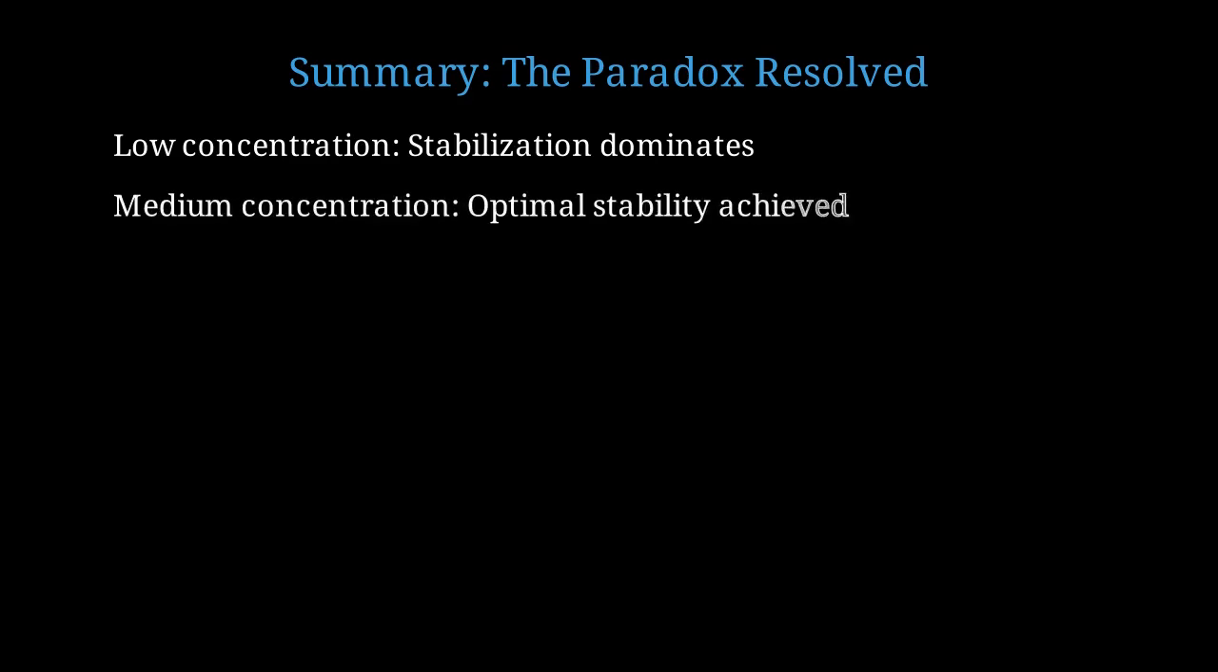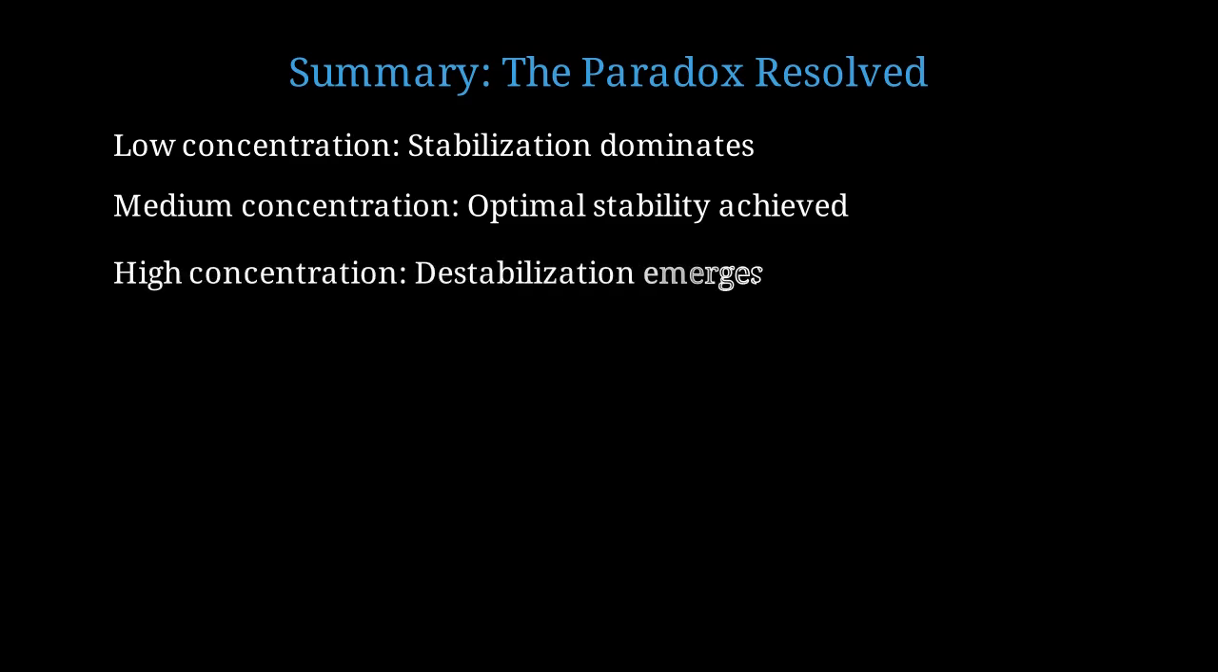Now we can fully understand and resolve the surfactant paradox. At low concentration, below the CMC, stabilization mechanisms dominate through reduced surface tension and electrostatic repulsion. At medium concentration, near the CMC, we achieve optimal stability with complete surface coverage but minimal bulk micelles. At high concentration, above the CMC, destabilization mechanisms emerge through osmotic pressure, solubilization, and micelle competition. The key is finding that sweet spot at medium concentration where stability is maximized. Too little or too much both cause problems.